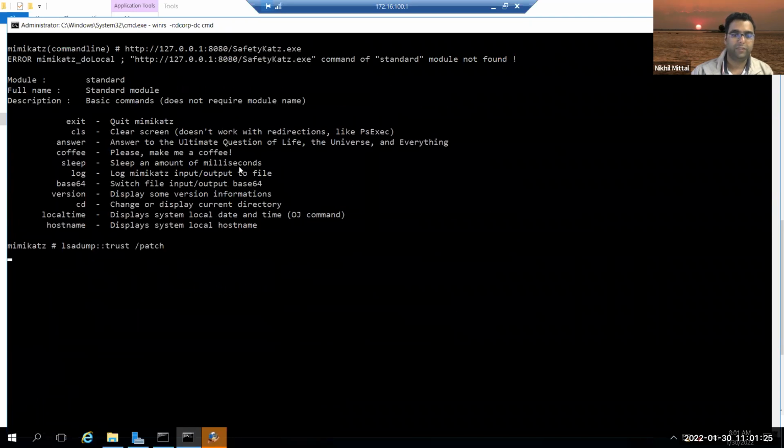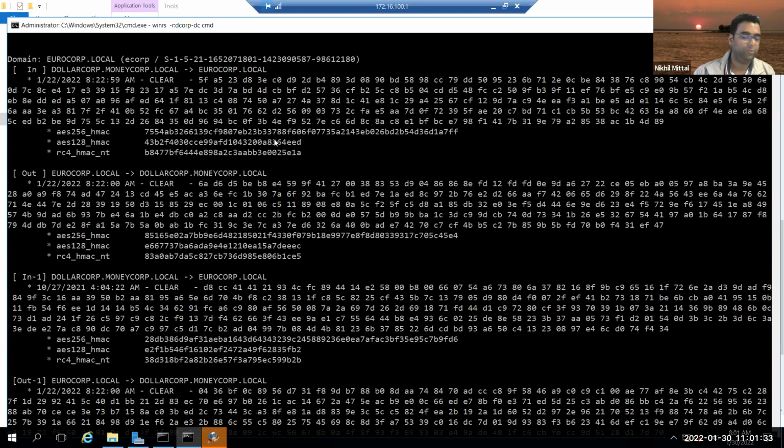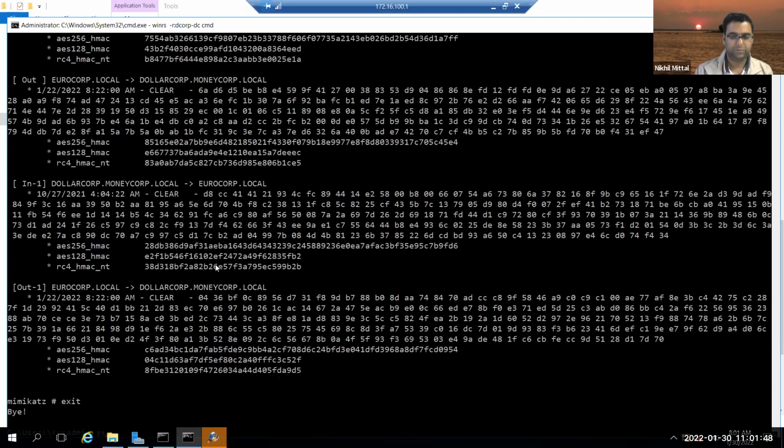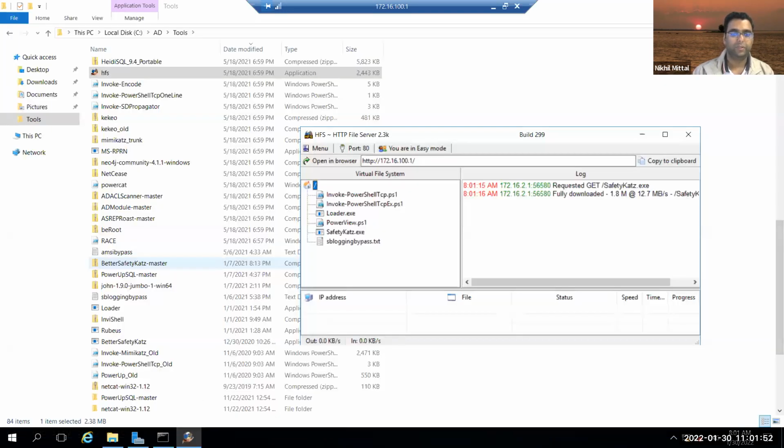And let's extract the trust keys. So what we are looking for right now is this key, in from our current domain to EuroCorp. That's the key that we want to use right now. So let me use that one. Let's exit from this.